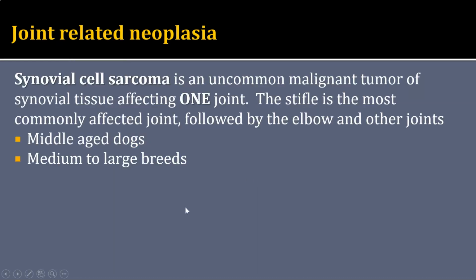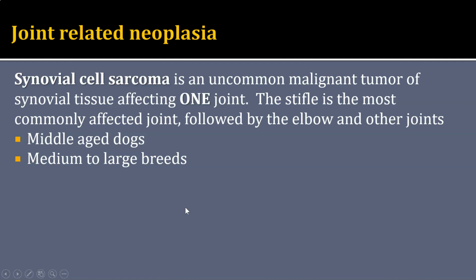We're going to finish out this presentation with a brief discussion of joint-related neoplasia, and we have touched on this in our discussion earlier on tumors affecting bone. When we are talking specifically about joint-related neoplasia, synovial cell sarcoma is the one tumor of the joint, but it is an uncommon malignant tumor.